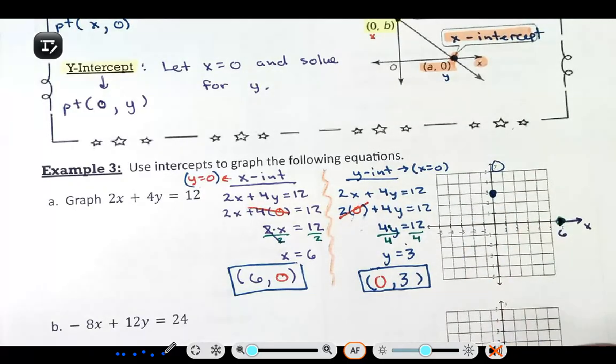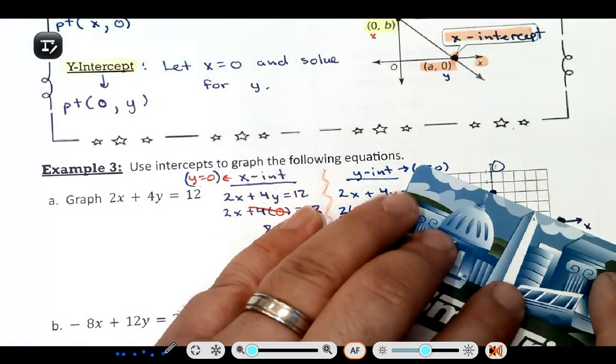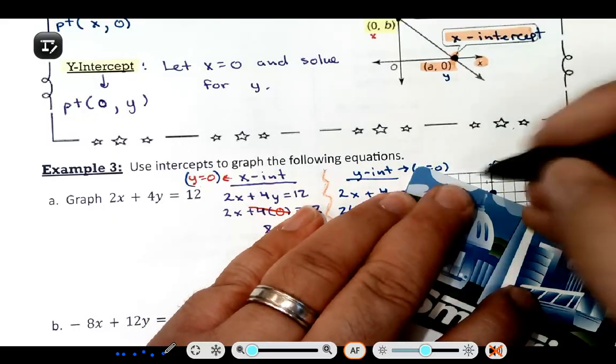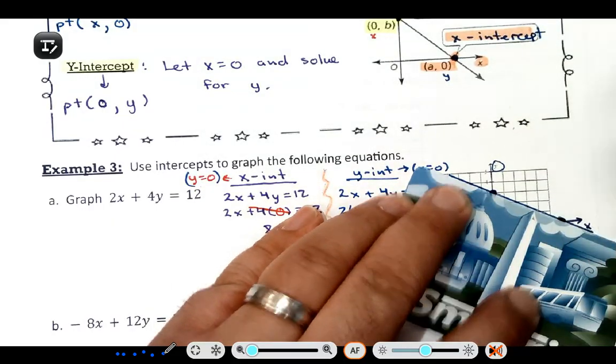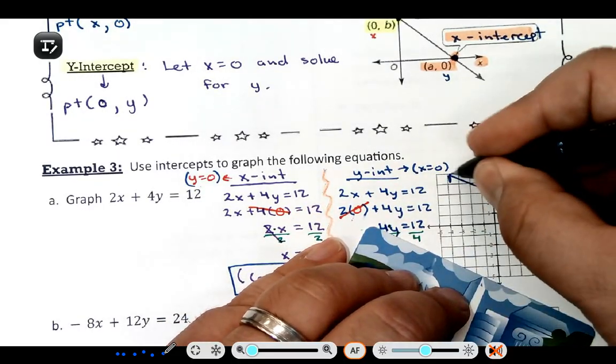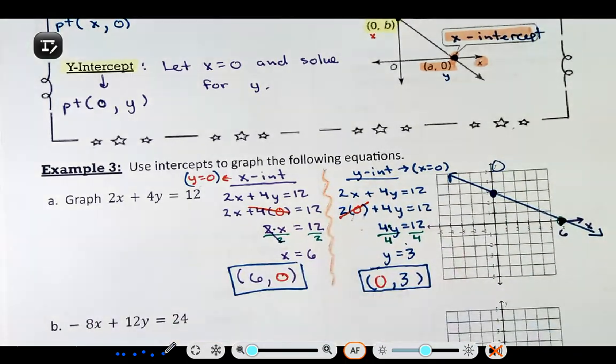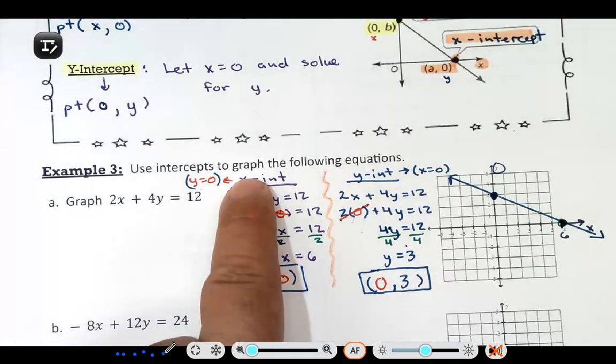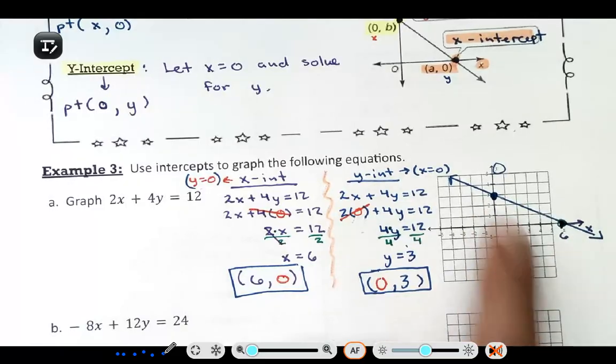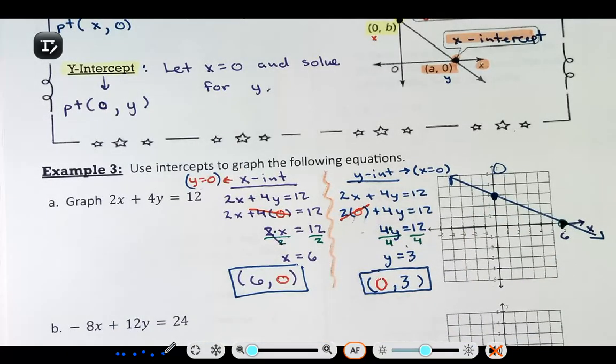I am now ready to draw our very first line in this class using this technique. And there's our line. All I have to do is connect my 2 dots. But again, you have to remember first where to draw them, but most importantly, how to find them. So there's my x-intercept and my y-intercept.